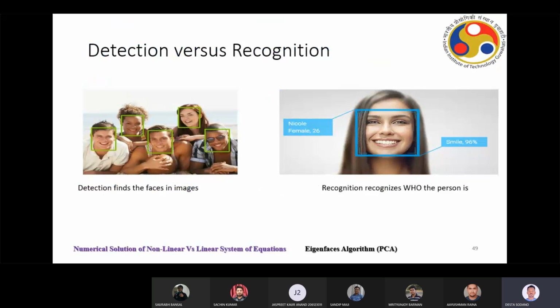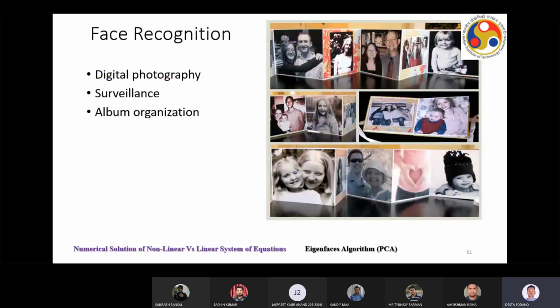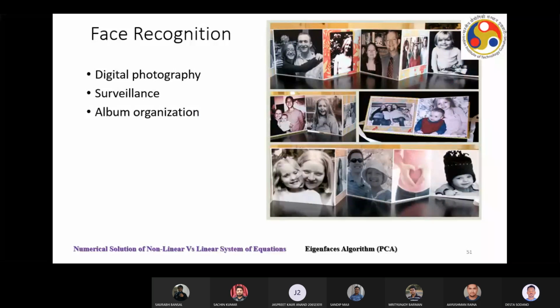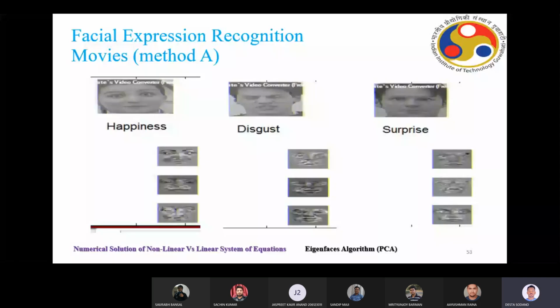So this is digital photography. For example, two-person series are available with face recognition here, and also setting up some data or databases for each person. After that, the face recognition is saved using digital photography or album organization. For example, face expressions like happiness, disgust, and surprise, such kinds of face recognition are available.